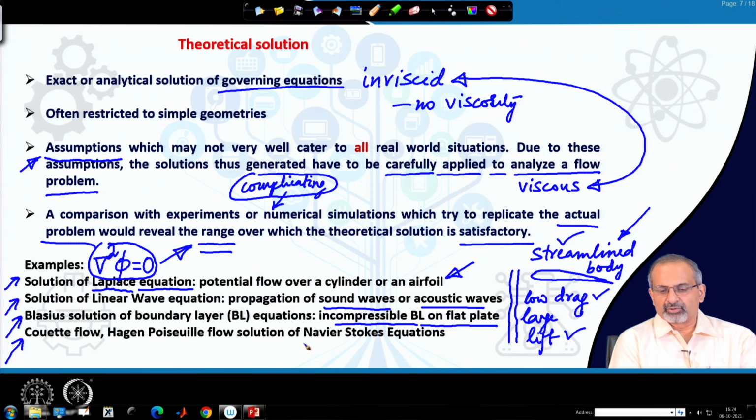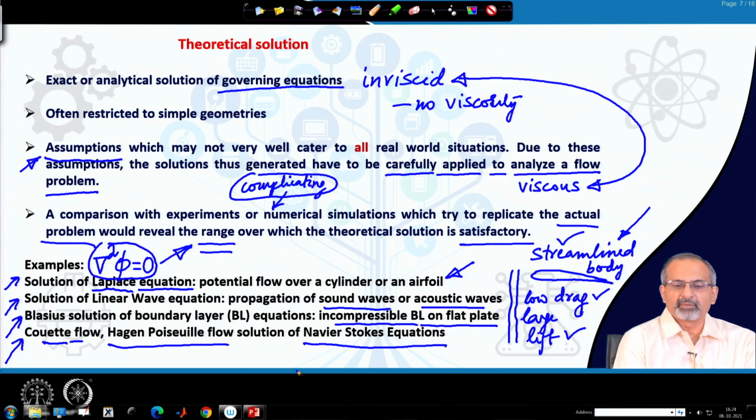Different exact solutions of Navier-Stokes equations. Two of them are Couette flow and Hagen-Poiseuille flow. So, these are some of the examples where a theoretical solution is possible. But beyond this, there are a large number of real life problems which cannot be simplified to an extent where a theoretical solution is available.